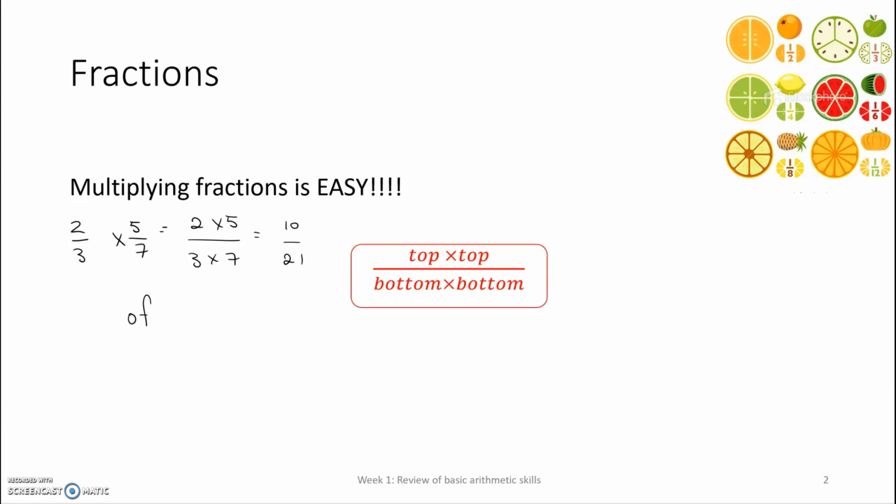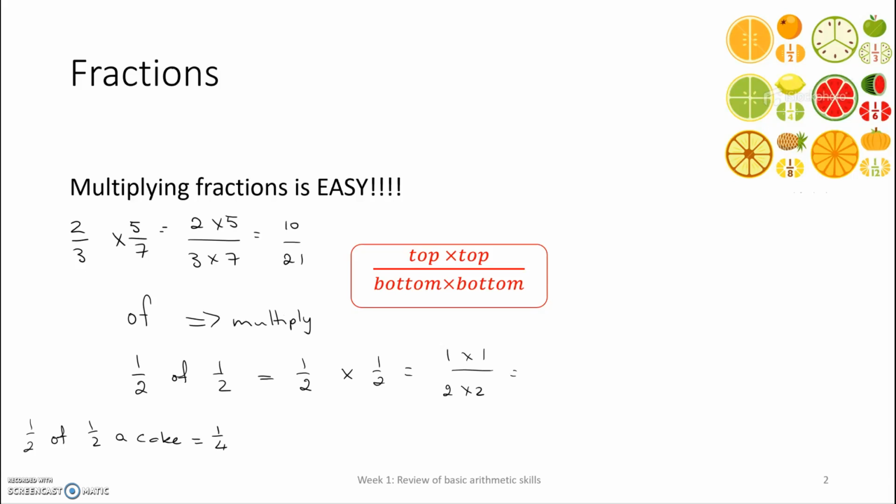Sometimes you'll see fractions with the word "of" between two fractions, and that translates as multiply. For example, if we've got a half of a half, what that means is a half of half a cake. Now, you'd know how to do that. You'd know that the answer would be a quarter of a cake. So let's make the maths work for that. A half of a half is going to be a half times a half, which is then 1 times 1 over 2 times 2, which is a quarter, which is what we said.